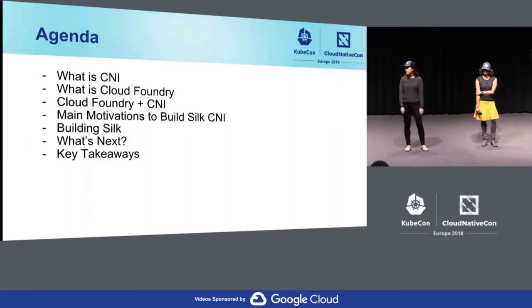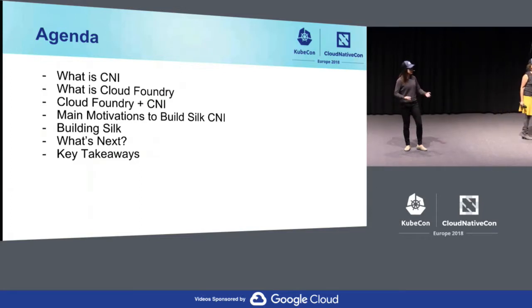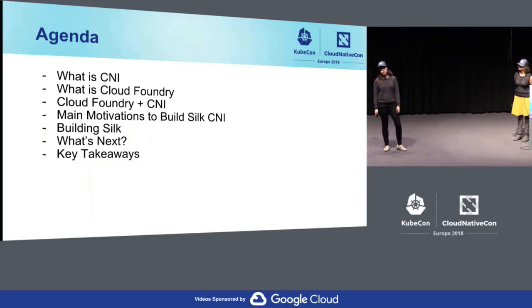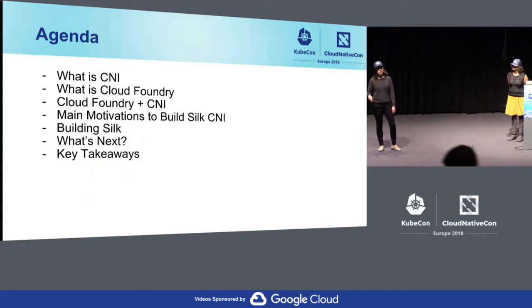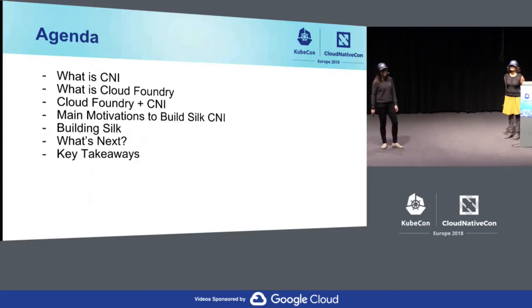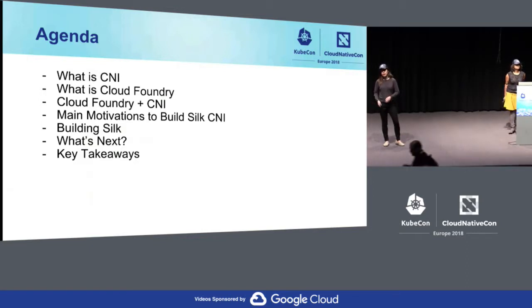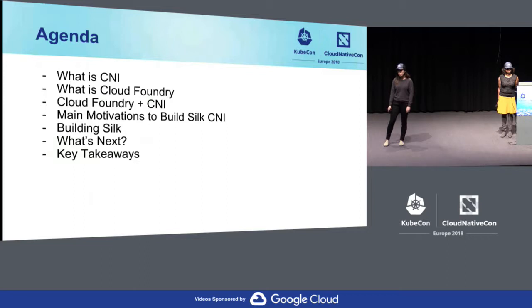So we'll just do a brief overview of what we're going to talk about here today. The first thing is just to make sure that we level set on what is CNI. It's a very high-level overview, just to make sure we're all on the same page before delving into what is Cloud Foundry, again, to understand why we built our own CNI plugin. We'll look at CNI plus Cloud Foundry before talking about the main motivations behind why we decided to build Silk, before talking about the design decisions that we made at a high level in order to meet the requirements that we were looking to enable. We'll look at what's next for the future of our networking plugin before finishing off with some key takeaways.